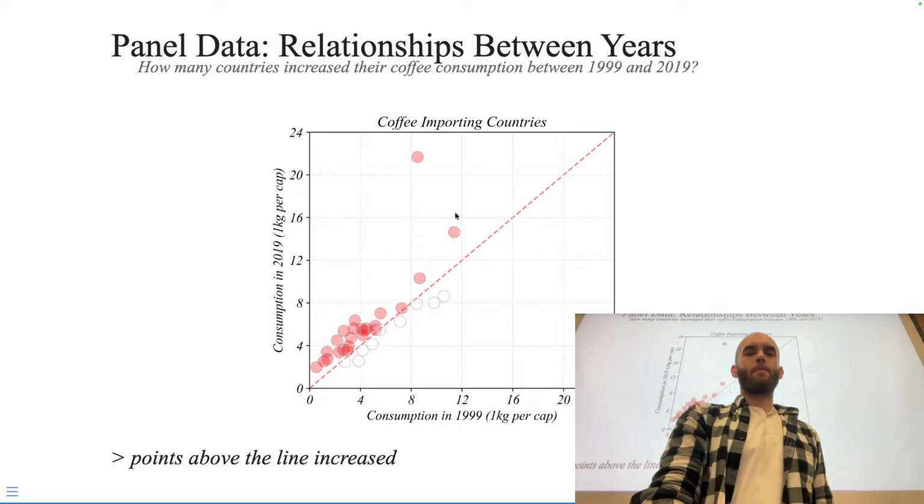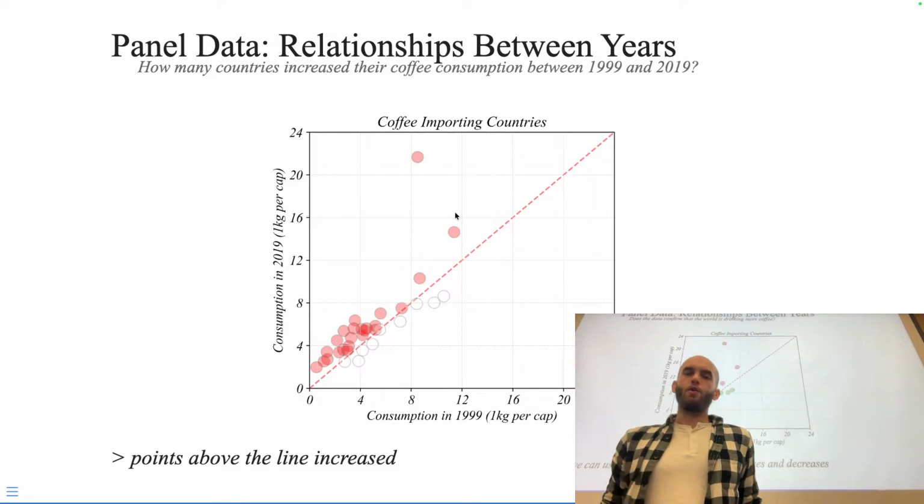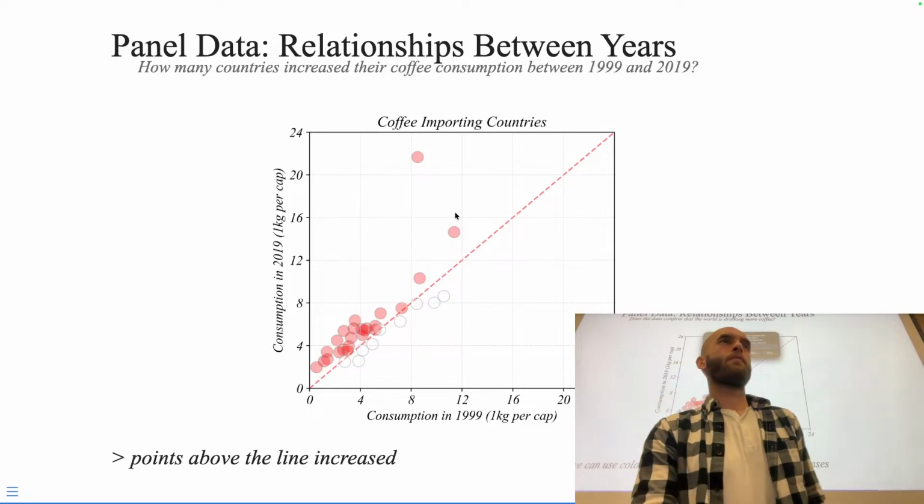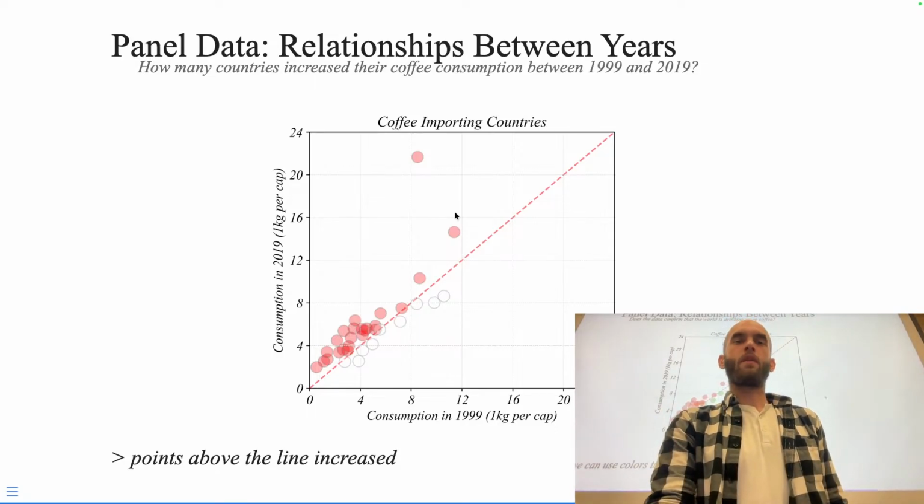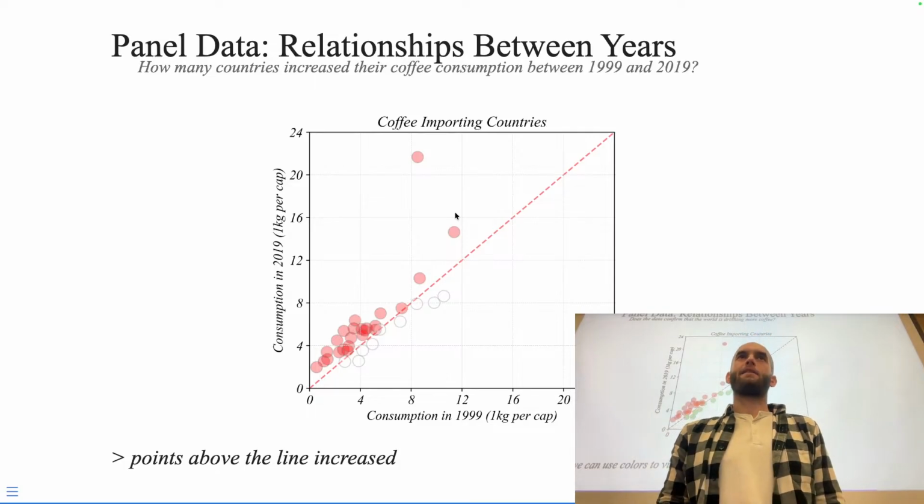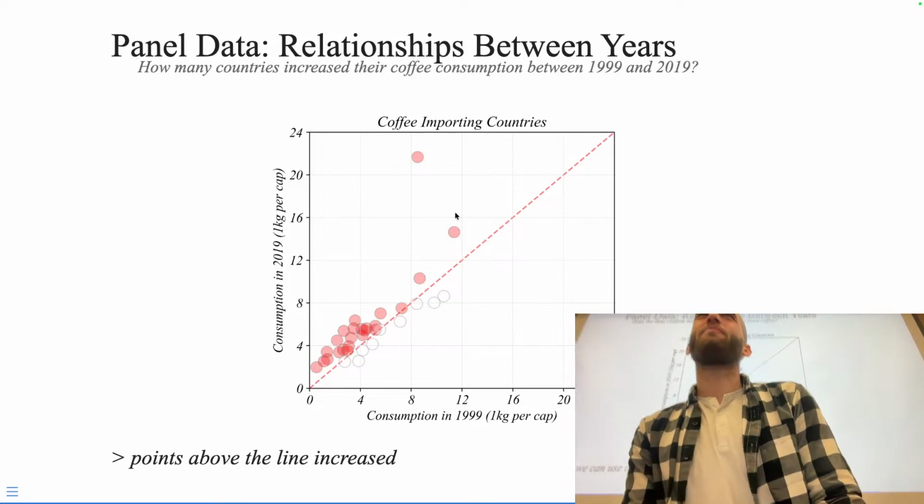The opposite is true on the opposite side of the line. So if you're below the line, then we say you decreased your coffee consumption per capita. And then we can just use colors to show the difference. Okay, any questions here? So if I were to ask you to create a figure to show changes through time using a panel data set, you would feel comfortable doing this? Okay, amazing. 10 minutes ago, you didn't know what to do. Maybe that's why we're in school.